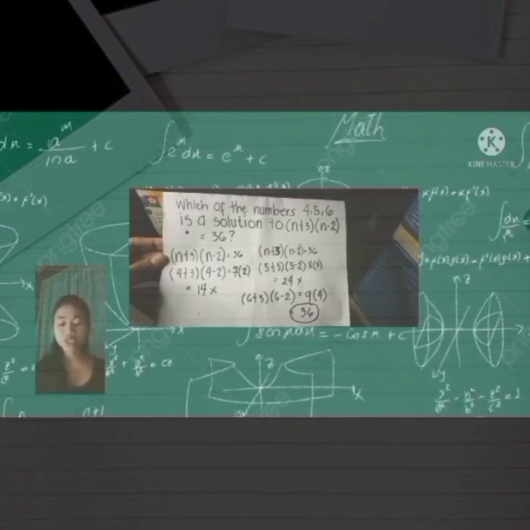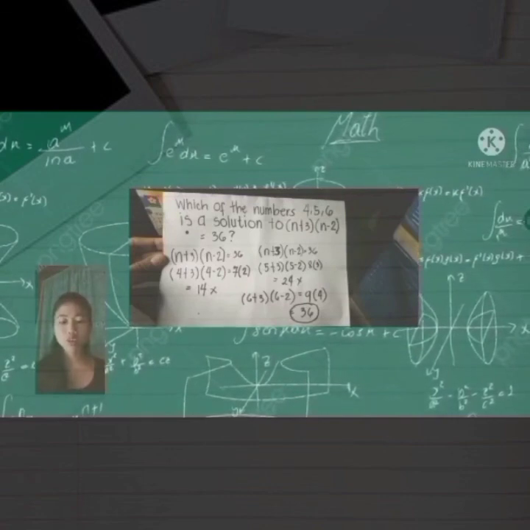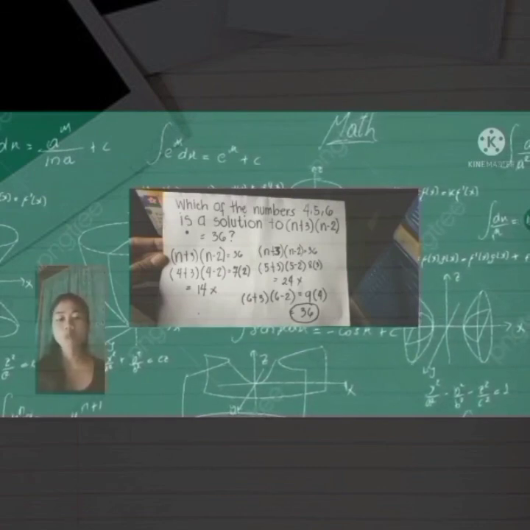So, next is, let's use the number 6. 6 plus 3 is equals to 9. Times 6 minus 2 is equals to 4. So, 9 times 4 is equals to 36. So, number 6 po is the right answer.